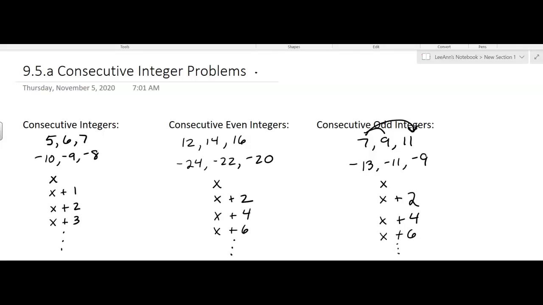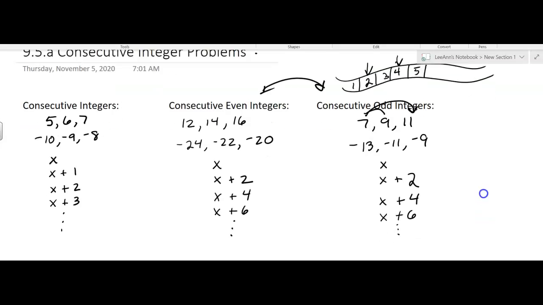So it doesn't matter if they're consecutive even integers or consecutive odd integers. They're set up the same way. It's all a matter of where you start. Think of a game board. Are you starting on square 1 and going up by 2? Or are you starting on 2 and then going up by 2? Okay, I don't know if that helps.